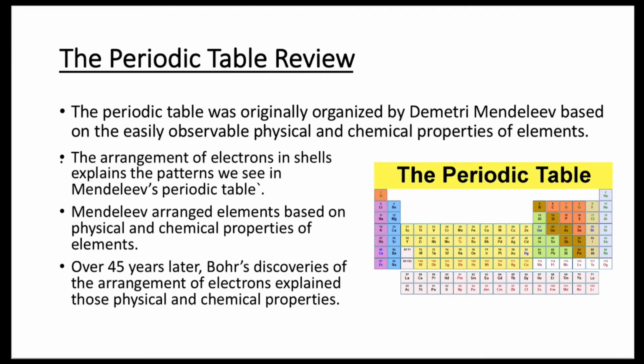Mendeleev arranged elements based on physical and chemical properties of the elements. Over 45 years later, Bohr's discoveries of these arrangements of electrons explained those physical and chemical properties. So even as we're discovering more elements, they are fitting within the trends that Mendeleev discovered and pointed out.